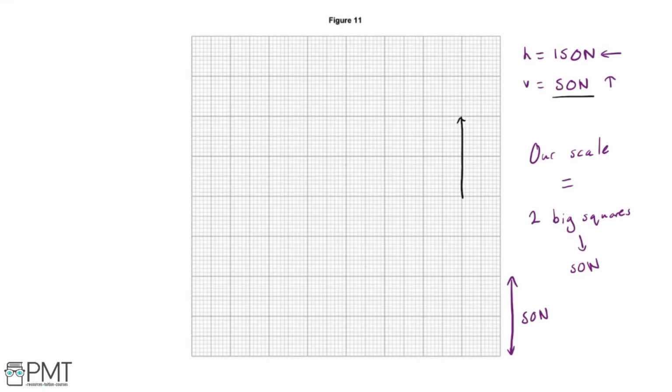And next we've got that the horizontal component is 150 newtons. 150 is 50 times 3, so 3 lots of 50 newtons. 50 newtons is 2 big squares, and so 150 will be 2 big squares times 3, which is 6 big squares. So we can draw 1, 2, 3, 4, 5, 6. Again, you would use a ruler. We can just write on our values if we want, just so we're clear.